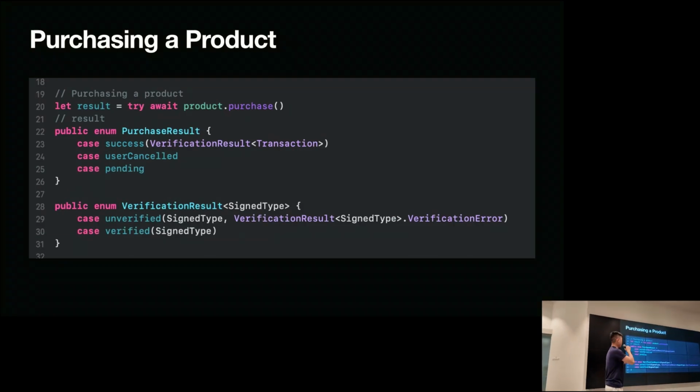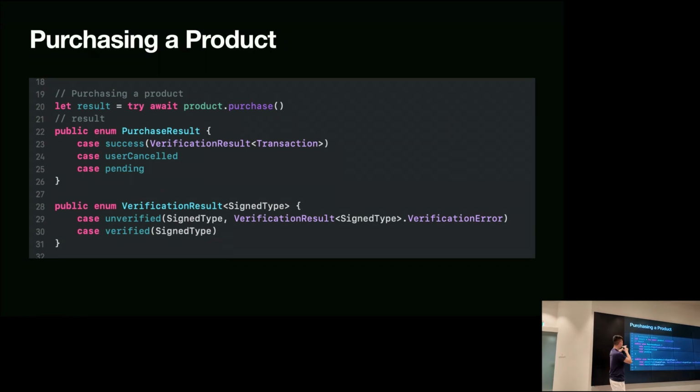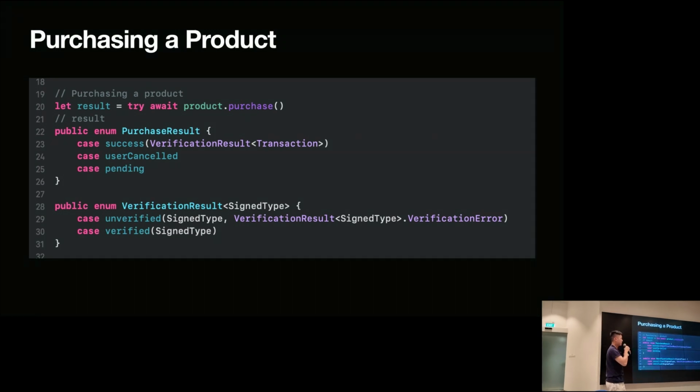Also, just to show how simple it is to purchase a product, it literally just takes one line, which is line 20 here. It's just try await product.purchase. What this line does is it triggers the pop-up payment, and we don't need to configure any payment options or any payment method because it's all connected to your logged in App Store account.